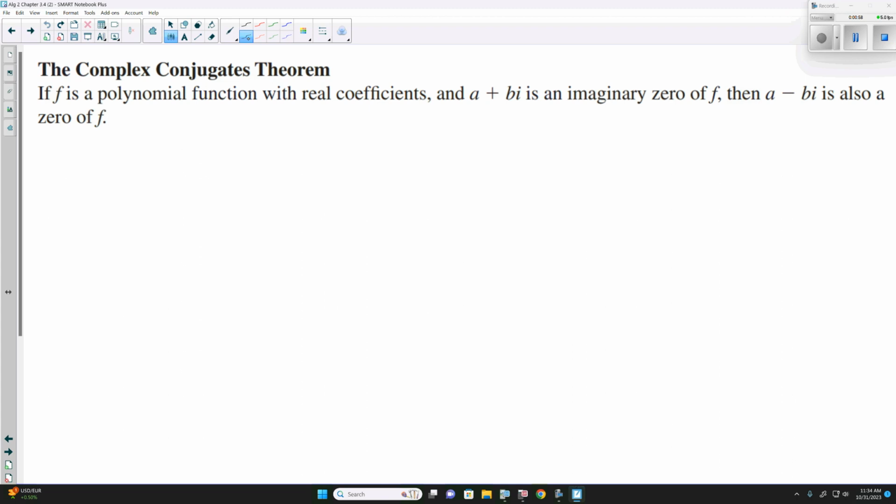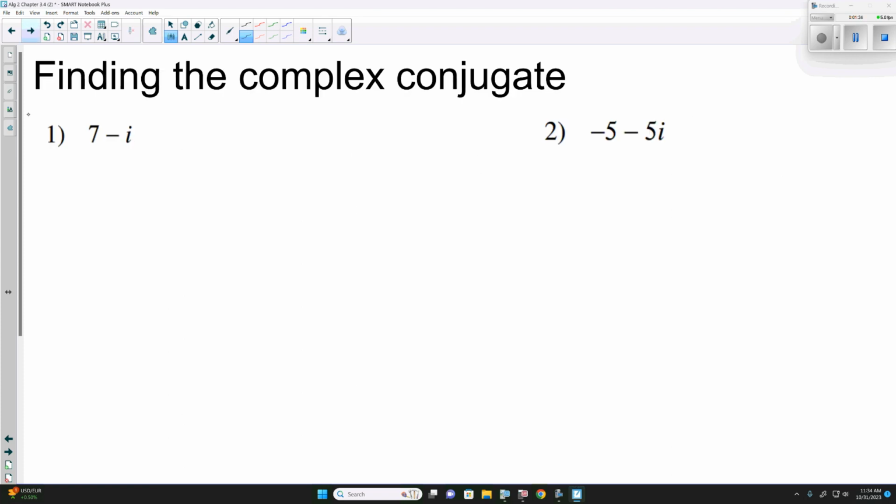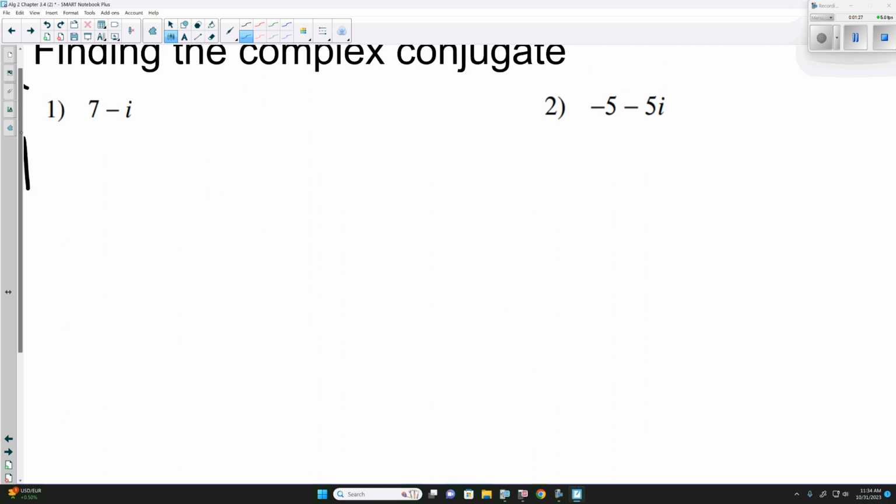Let's focus up here. Complex conjugates theorem. If a polynomial f has a function with a real coefficient and a plus bi is a root, then a minus bi is also a root. So if we have a plus bi, its complex conjugate is a minus bi. If a minus bi is what we have, its complex conjugate is a plus bi. If we have one, we have to have the other. So if we look at the first one here, we're looking at 7 minus i. Its complex conjugate would be 7 plus i.